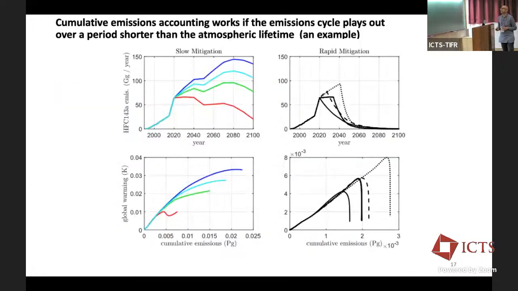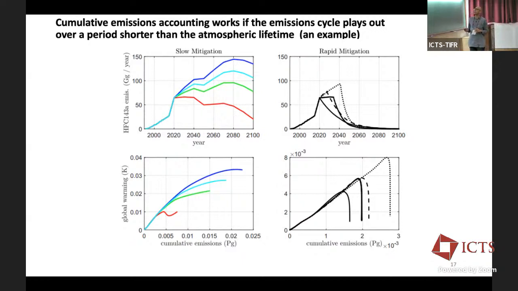So I'm going to, before I conclude, I'll just give a quick couple of examples. One is where we examined the implications of this kind of analysis. You consider a case where you have slow mitigation of, say, a hydrofluorocarbon. These HFCs, for example, replaced CFCs, the ozone-depleting CFCs following the implementation of the Montreal Protocol.